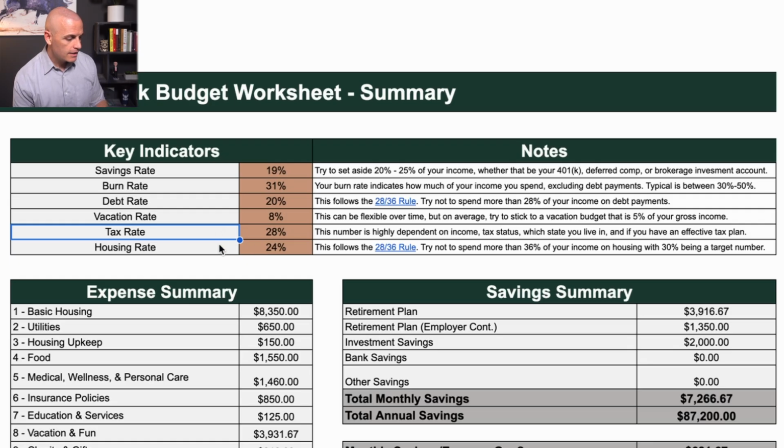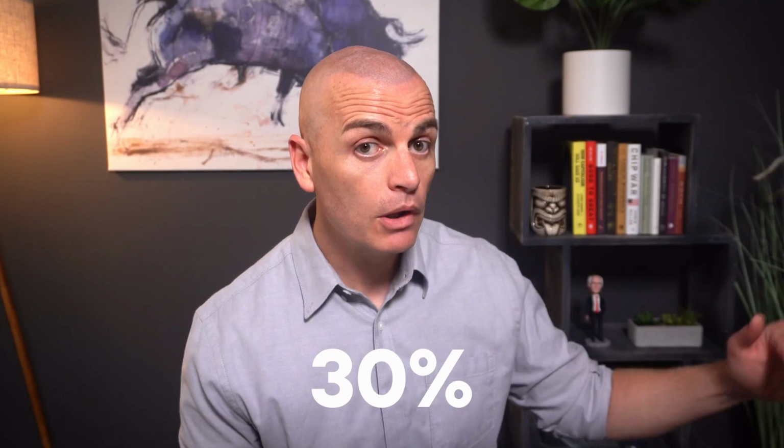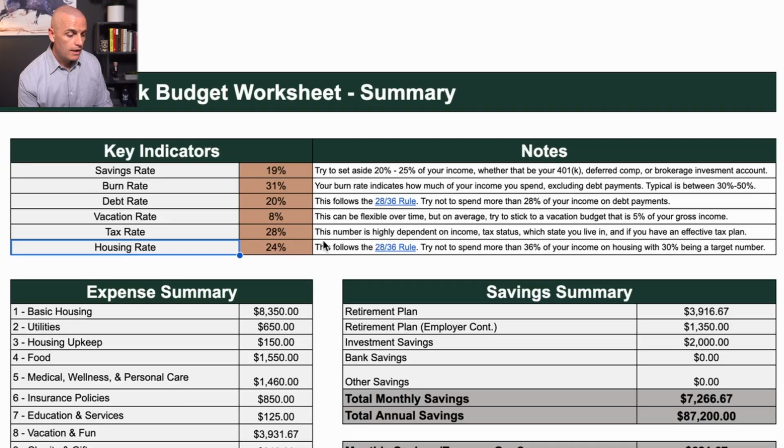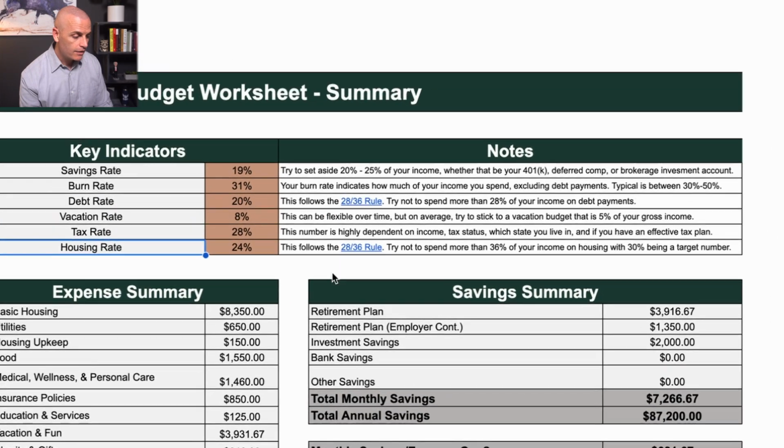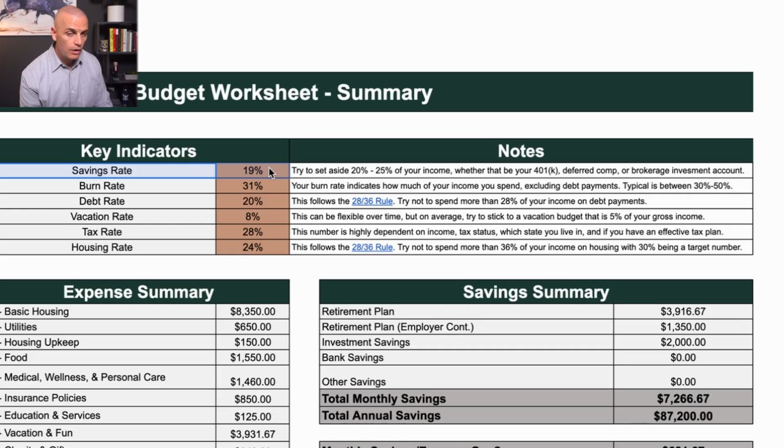And then last but not least, kind of alluded to this a little bit earlier, is the housing rate. So 24% of their income is going towards their housing. You don't want this to be more than 36% of your income, and a good benchmark number, which is pretty comfortable, is going to be 30%. So they are below both of these figures, which means that they're not house poor. They're very comfortable, which is exactly the reason why they're able to save so much money.